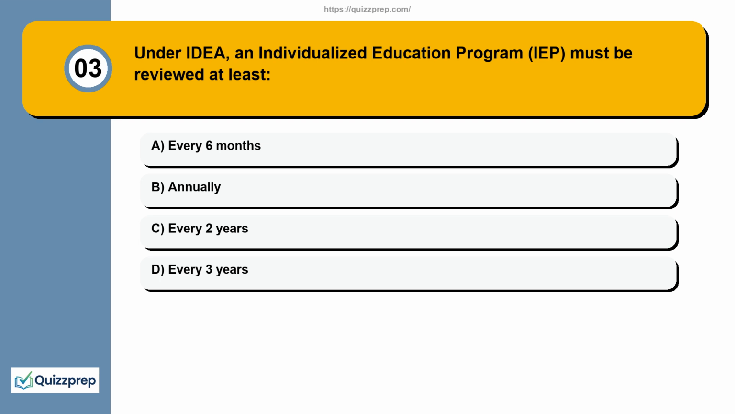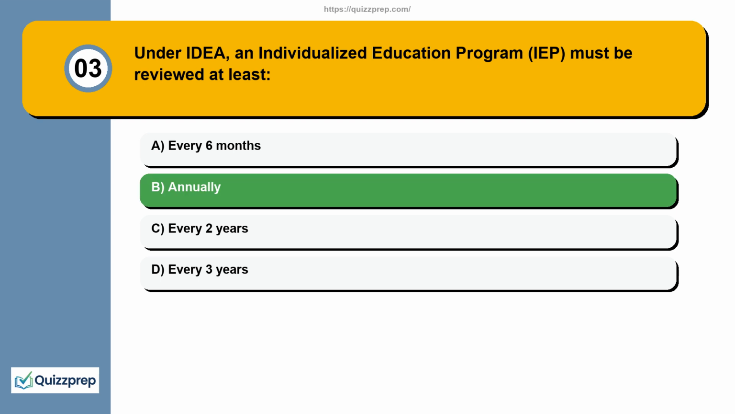Question 3. Under IDEA, an individualized education program, IEP, must be reviewed at least. Here are your options. Option A. Every 6 months. Option B. Annually. Option C. Every 2 years. Option D. Every 3 years. The correct answer is option B.